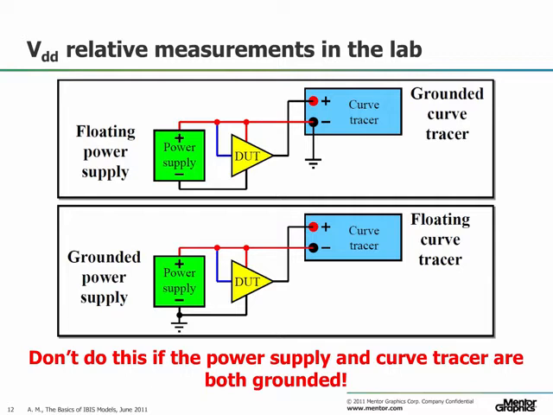However, if your power supply or curve tracer has floating terminals, you can connect them as shown in this diagram and make your VDD relative measurements directly. If you don't have the equipment that allows you to connect them like this, you can always take a ground relative measurement for your pull-ups and convert them numerically after the measurement has been taken into a VDD relative representation.